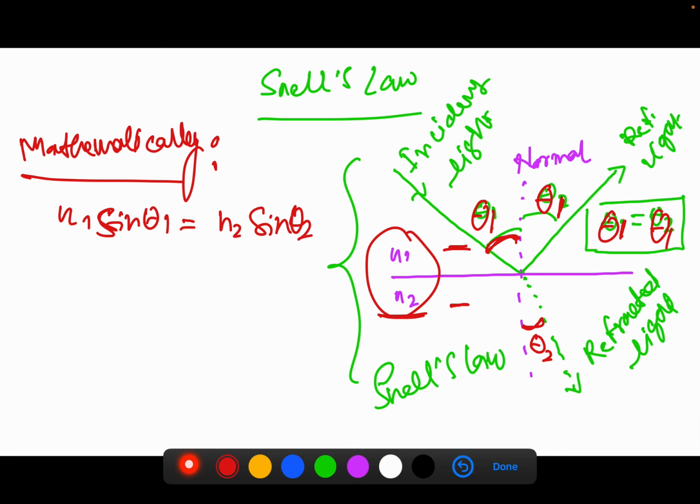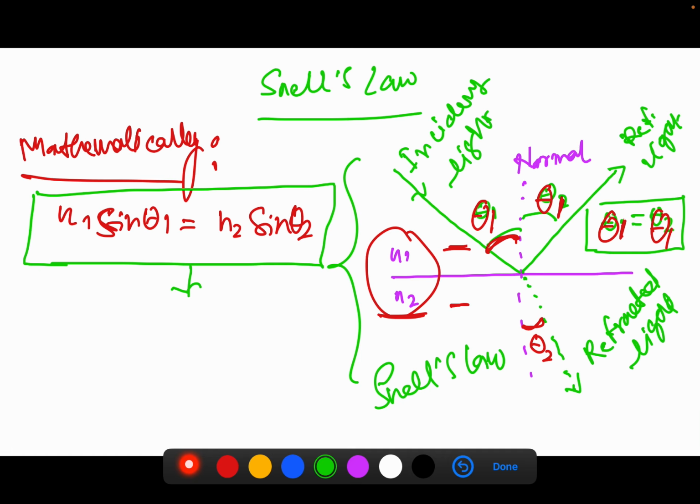So here we are basically defining the relation between your angle of reflection or angle of incidence versus your angle of refraction. So this is mathematically given by your Snell's law, how the angle of refraction is happening.